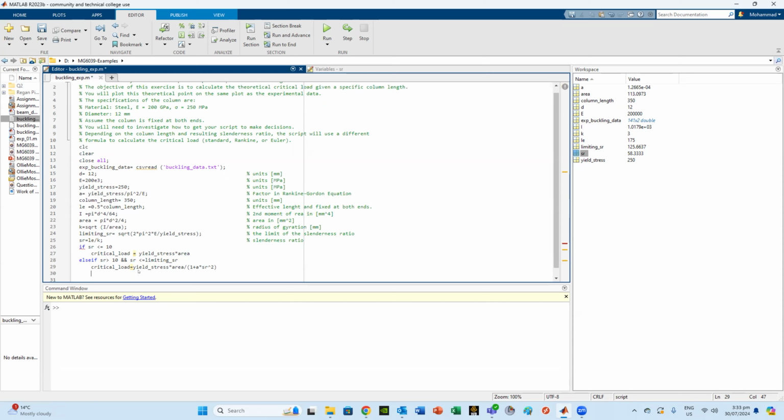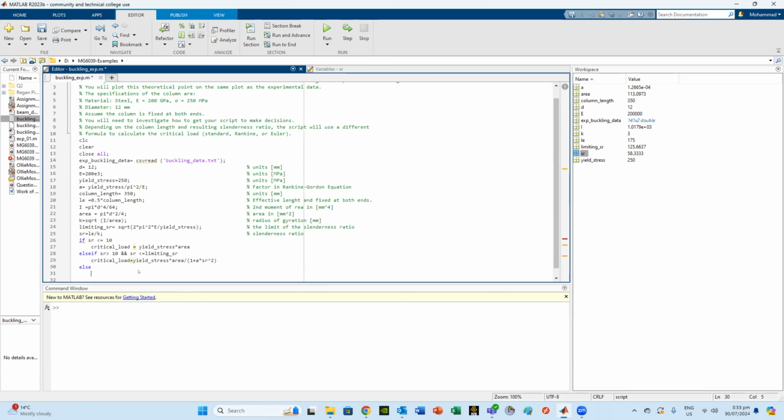All right. Else, the final option would be for that. Critical load equals, the last method which we're trying to use, it's pi squared times E times area divided by the slenderness ratio, which is SR squared.